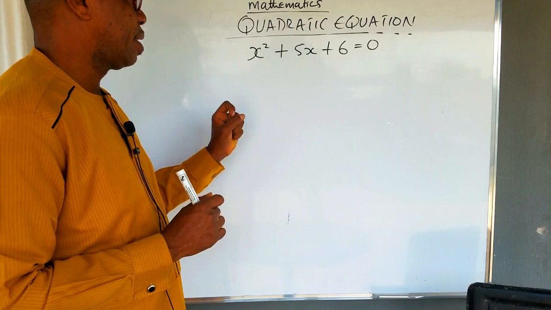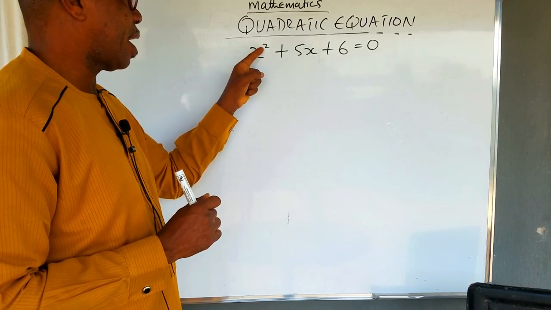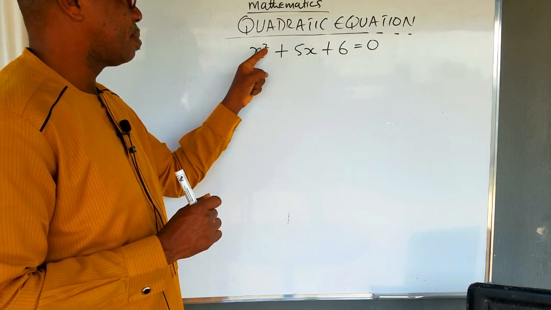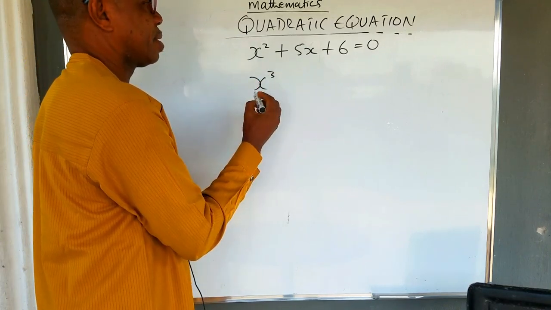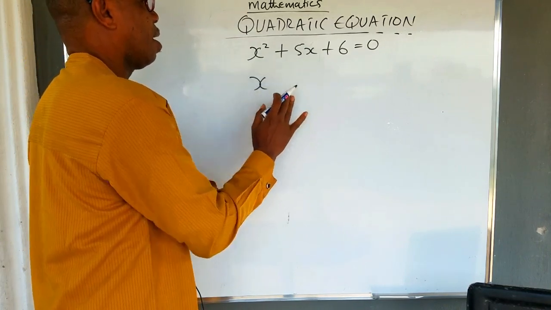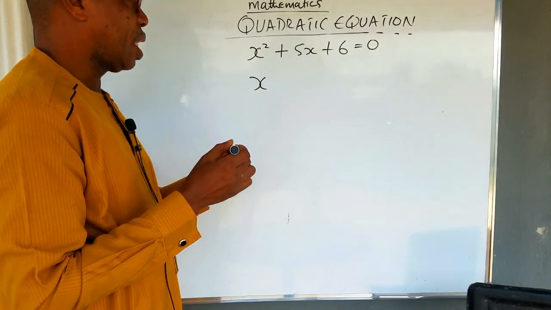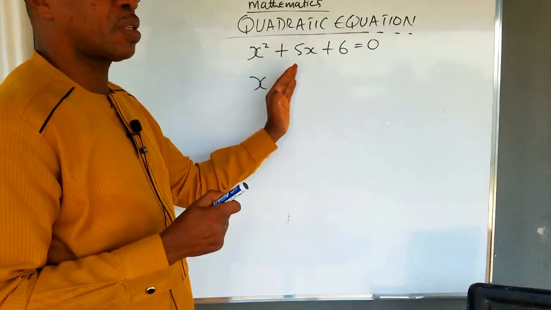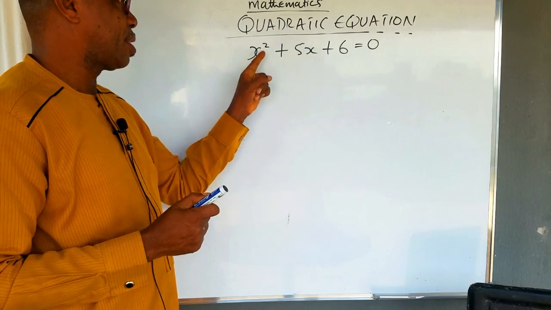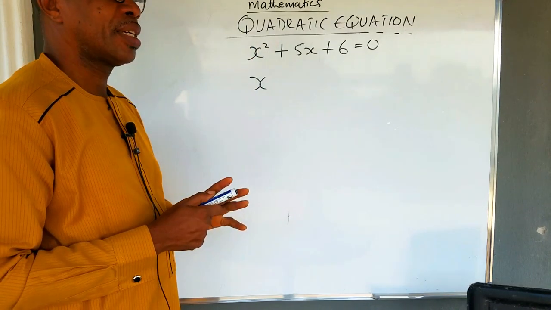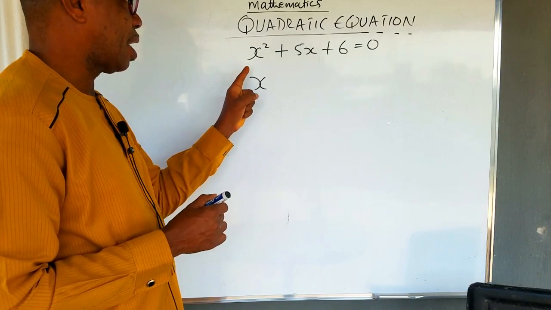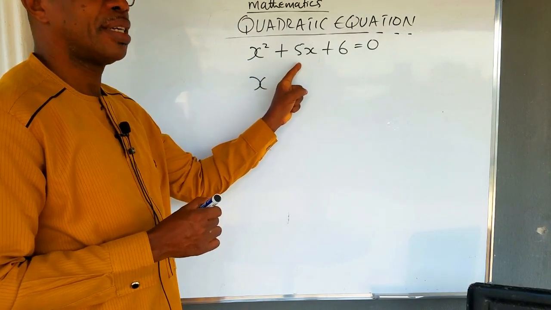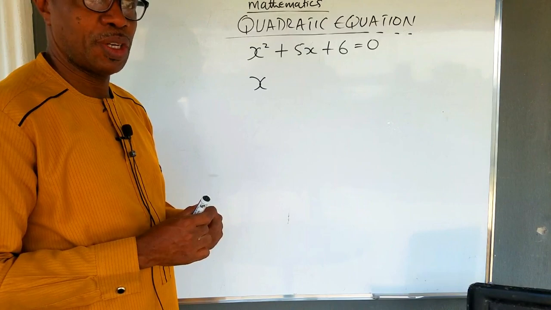Basically, you can see the letter here is x squared, not x raised to the power 3 or ordinary x. So any moment you see an equation of this form and you see x squared, then without a second thought, you should know that is likely a quadratic equation.